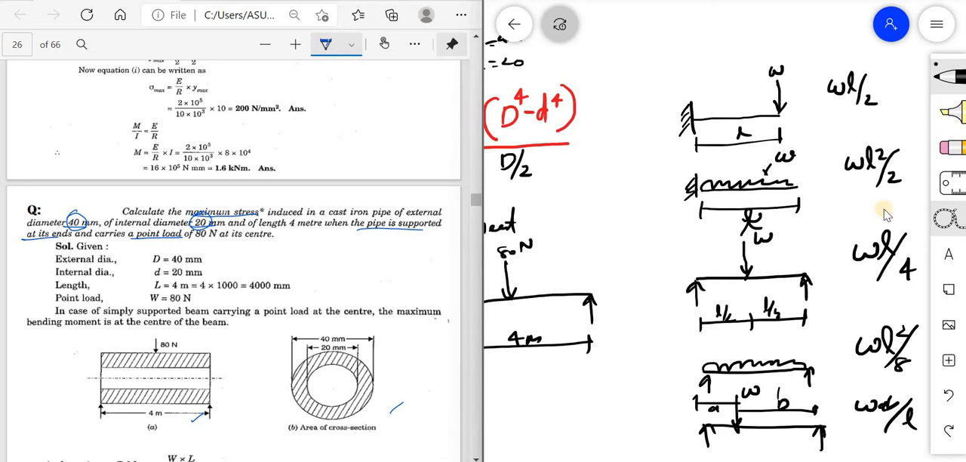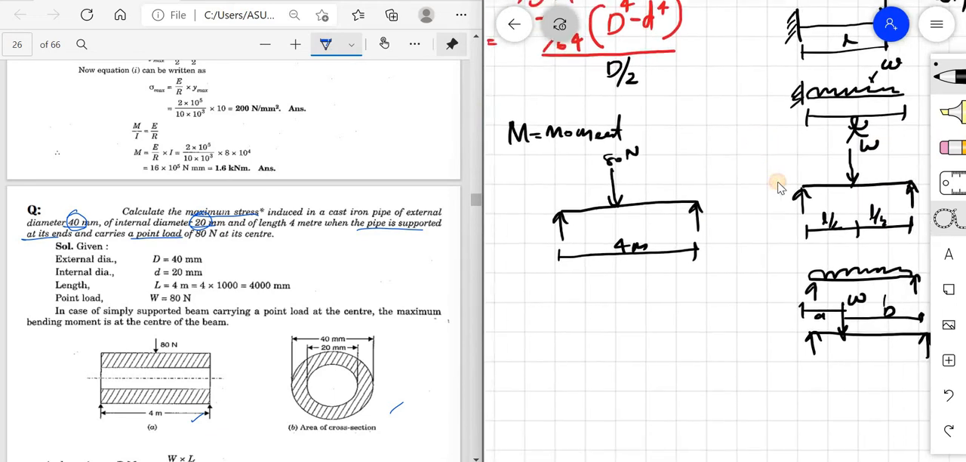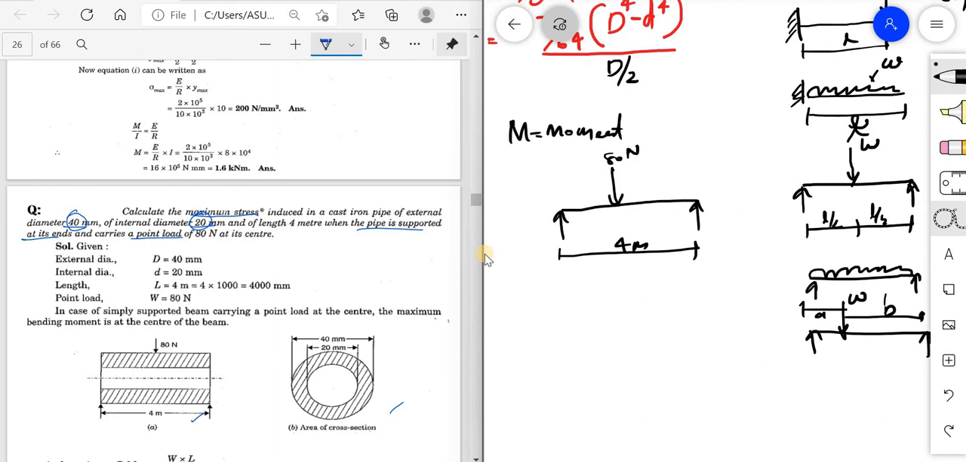Else also we can find the values. How can I find out the maximum bending moment here? First, I will find out the reactions. Here what will be the reaction? Here it will be symmetric. So 80, 40 and 40 will be coming. So maximum bending moment will be at the center because it is a symmetric diagram only.